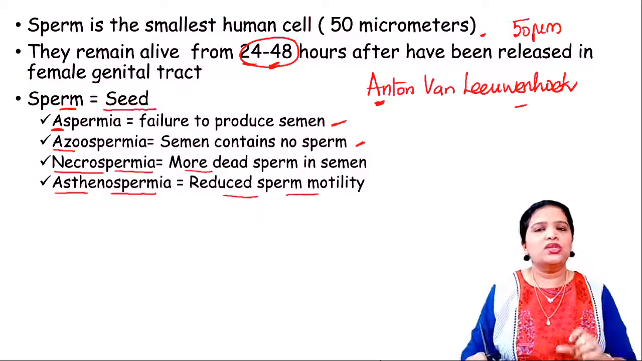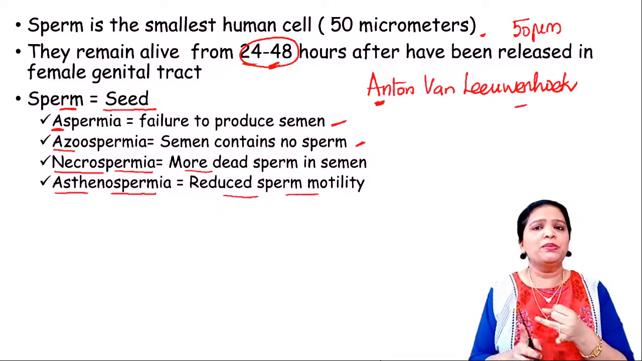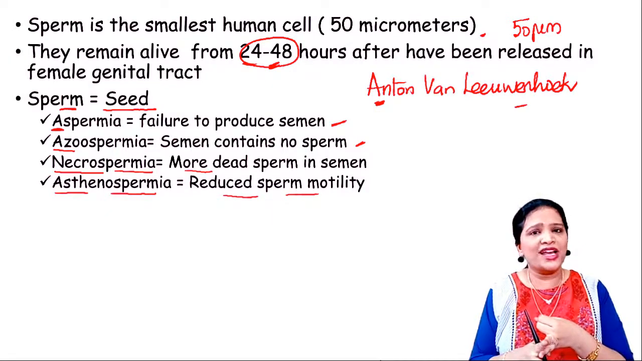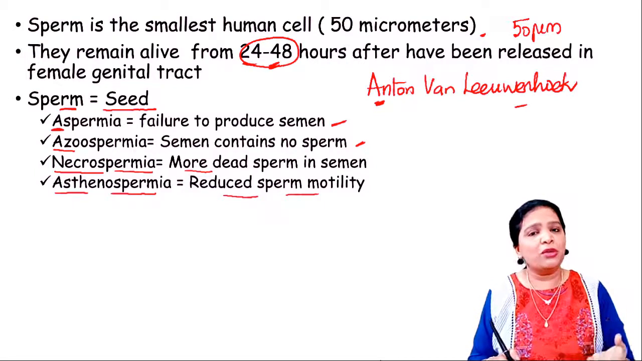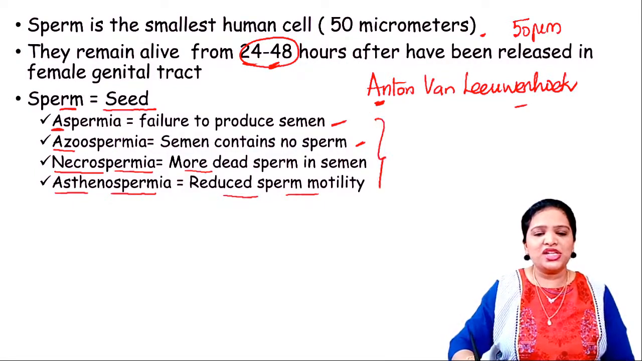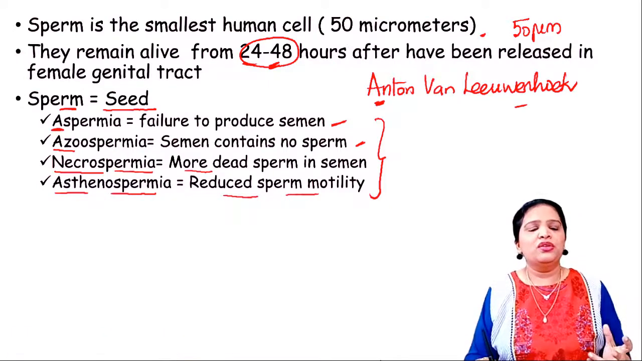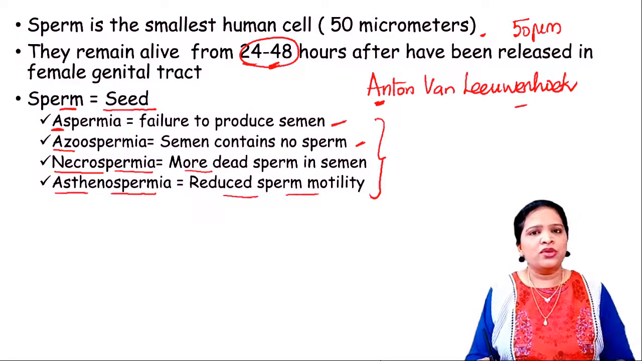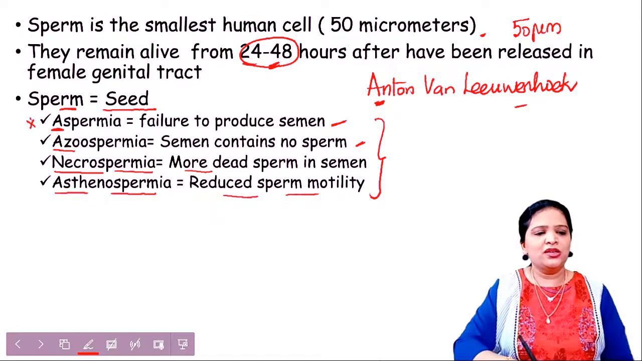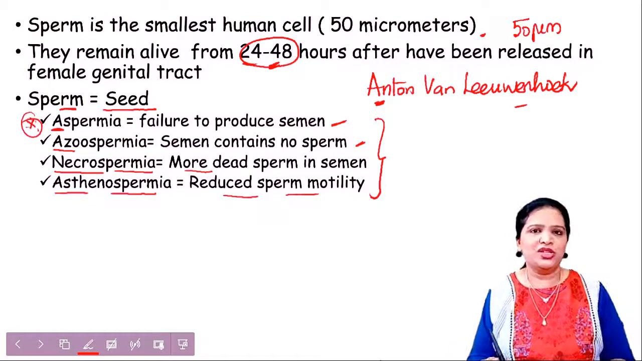Some people may not have sperm, some people may have sperm but there is no active sperm. Some people may have sperm but it won't be motile. These are all medical conditions in which the male will be sterile or could not give birth to offspring. So these are important terminologies you must know.